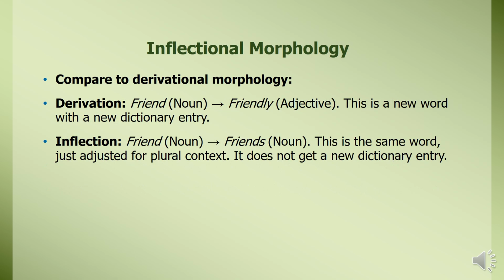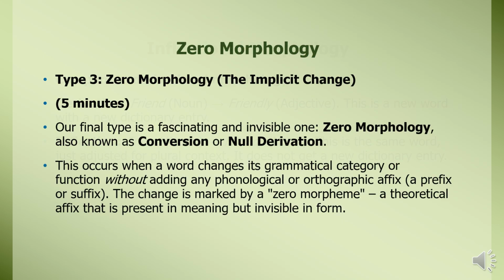Compare to derivational: friend, noun; friendly, adjective. Friend, noun; friends, noun. So here in the first example, we have a difference in word class, which we don't have in the second example. This is a crucial difference between inflectional and derivational morphology.